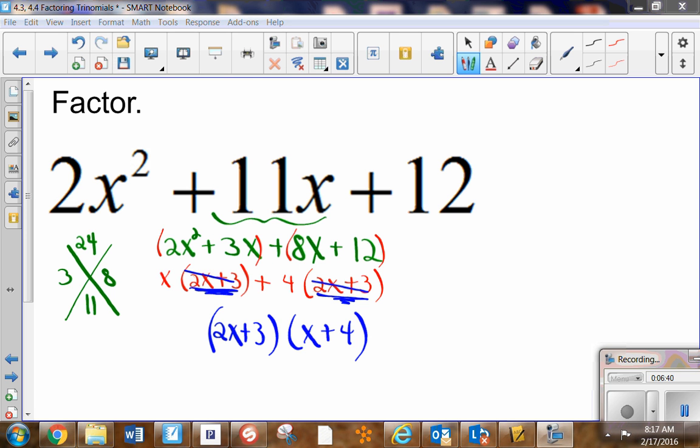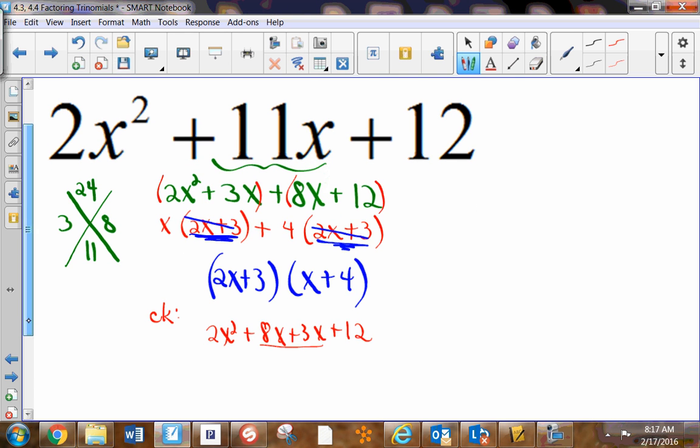And of course, if you're not sure if it's right, you could always FOIL that to see if indeed it works. I'm going to check it right here just once to let you know that you can do this. I'm going to FOIL these first terms, outer terms, inner terms, last terms. 8 and 3 is 11. So that would be 2x squared plus 11x plus 12. Will that work? Yes, it did. Okay.